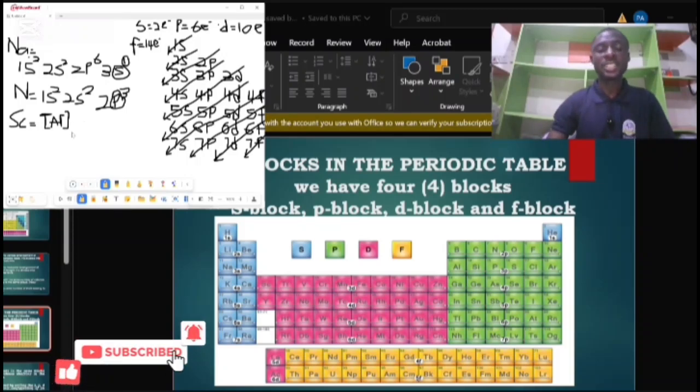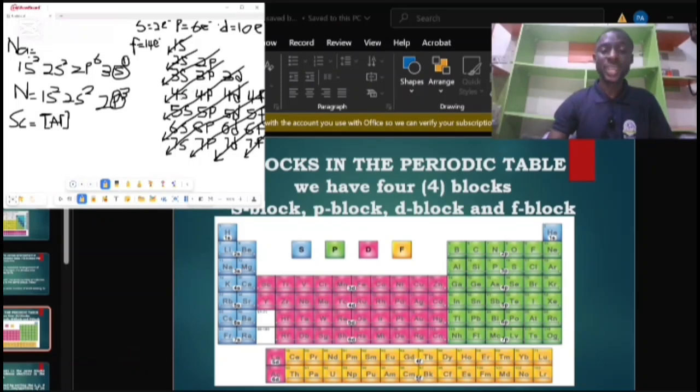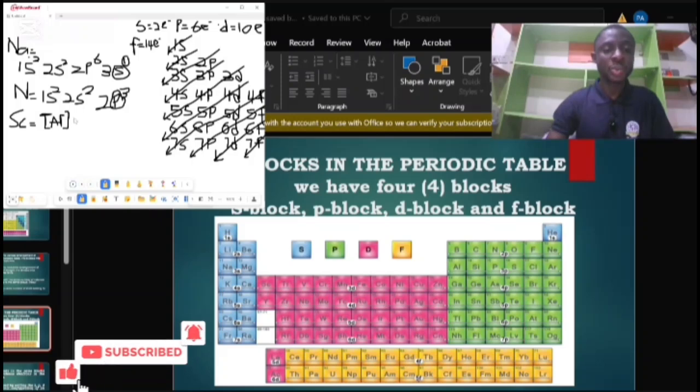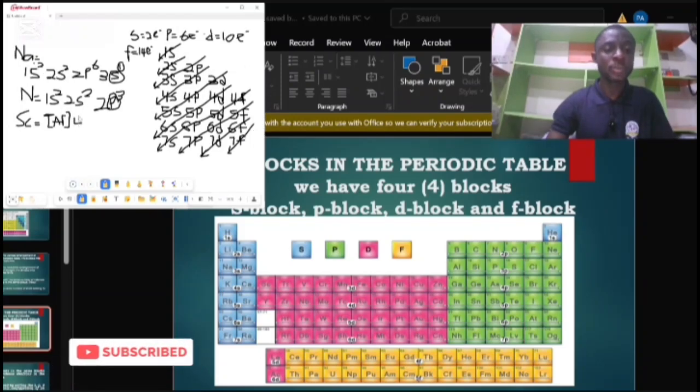So argon is 18. If you look at it, our 18 will end at 3p because 1s is 2, 2s is 2, that is 4, 2p is 6, that is 10, 3s is 2, that is 12, 3p is 6, that is 18. So the next orbital that we need to write is 4s. So we write 4s2. Our s can carry 2.